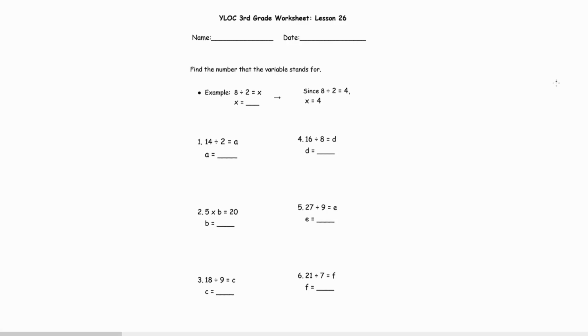Let's get started. Find the number that the variable stands for. So example, we have 8 divided by 2 equals x. So we just find for the x right here and we get 4.